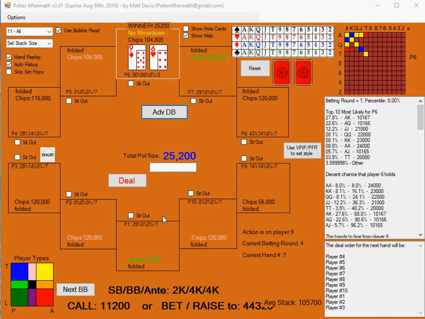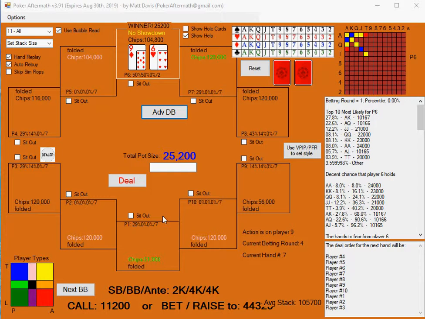So we were close to the bubble. We had just taken a break, and over the dinner break I was thinking, well, I'm a little bit short stacked here with 51,000. The average stack's probably around 120,000 at the time. And I was thinking, alright, I should probably play pretty tight here.